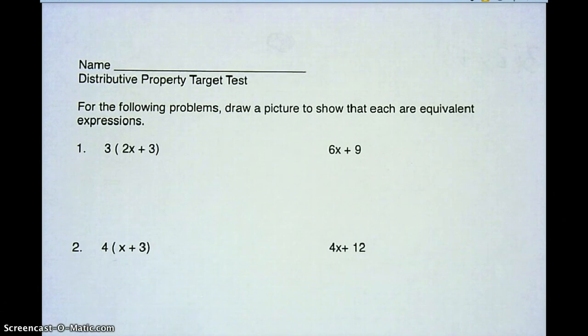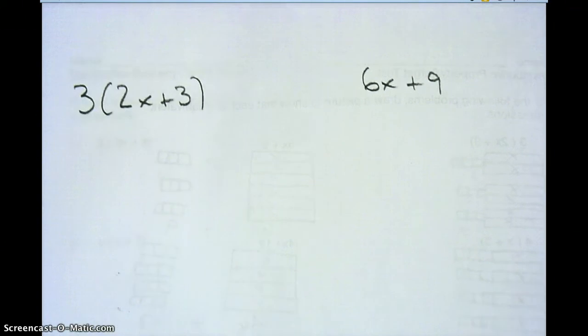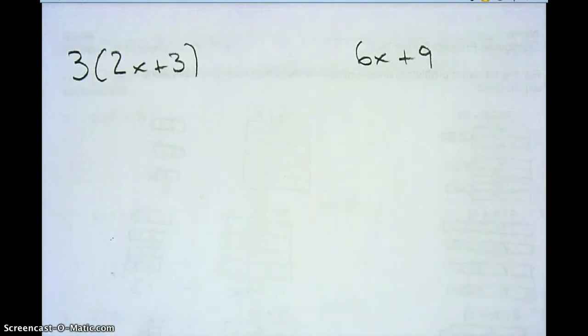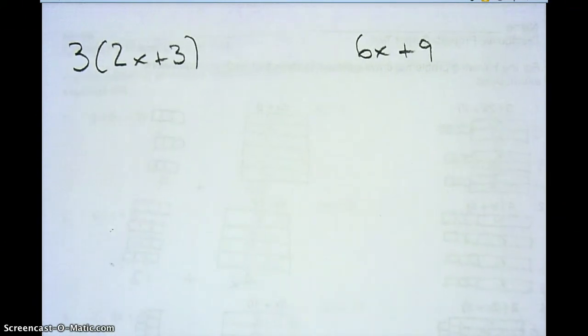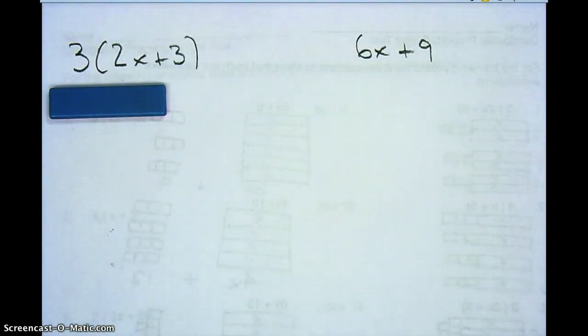And I'm supposed to show that those are equivalent expressions. And I'm going to show them by drawing pictures of algebra tiles. So I have written this on a separate sheet of paper because I'm going to need a little bit more room to do this. It's 3 times 2x plus 3, and I have to show that that's equivalent to 6x plus 9. So with algebra tiles, on the left-hand side, it means that I have 3 2x plus 3's. Well, what that looks like, that's an x tile, and that's a 1 tile.